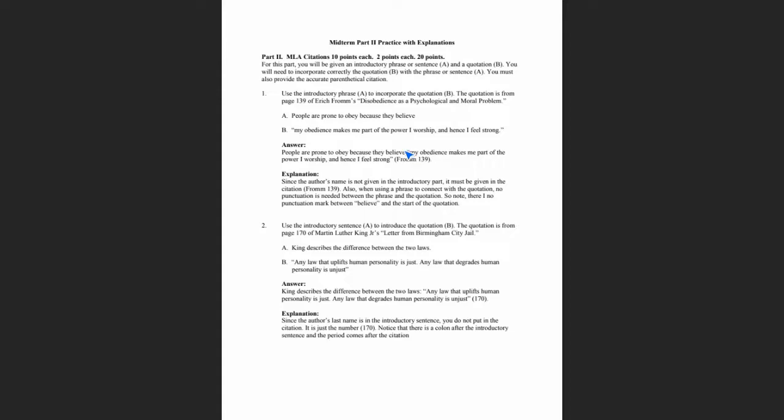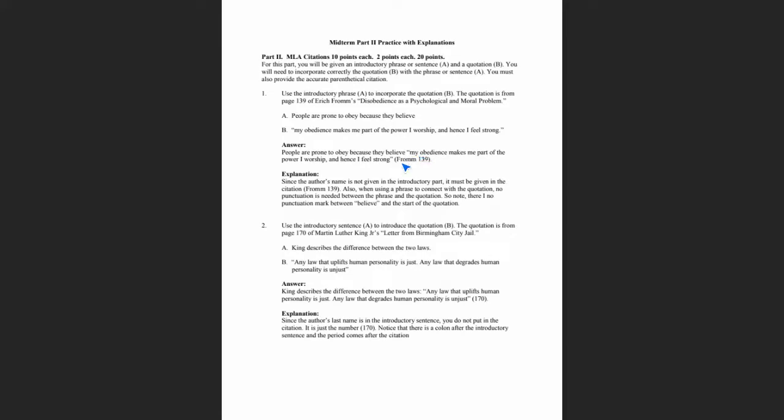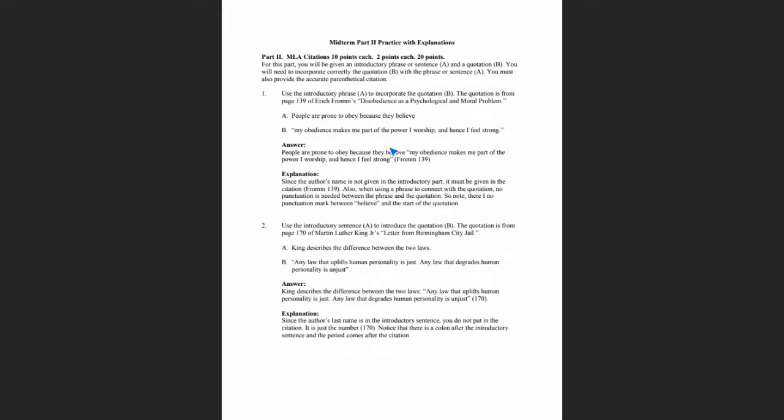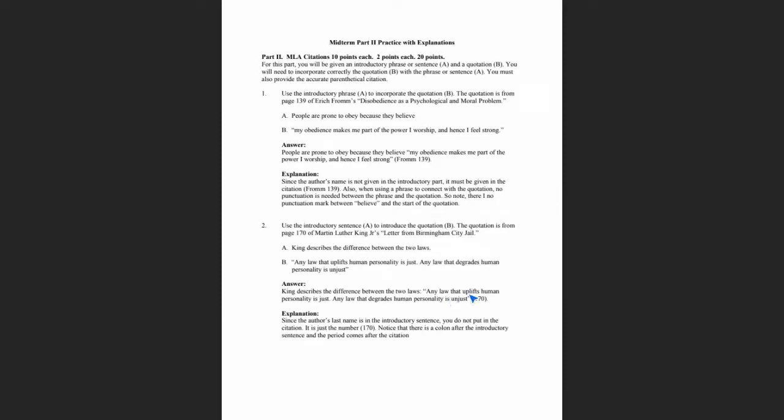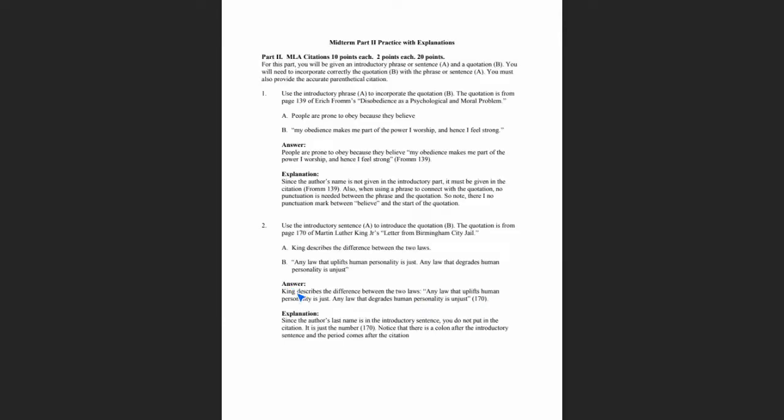This is a phrase. Notice that there is no punctuation mark between the end of the introductory phrase and the quotation. Notice that the citation here has the author's last name and page number, because the author's last name is not included in the introductory sentence. If you look at the second one, this one is slightly different. It reads, King describes the difference between the two laws, colon, because you have a complete sentence, then you have the quotation. Then notice that the parenthetical citation is only the page number, because the author's last name is already in the sentence.